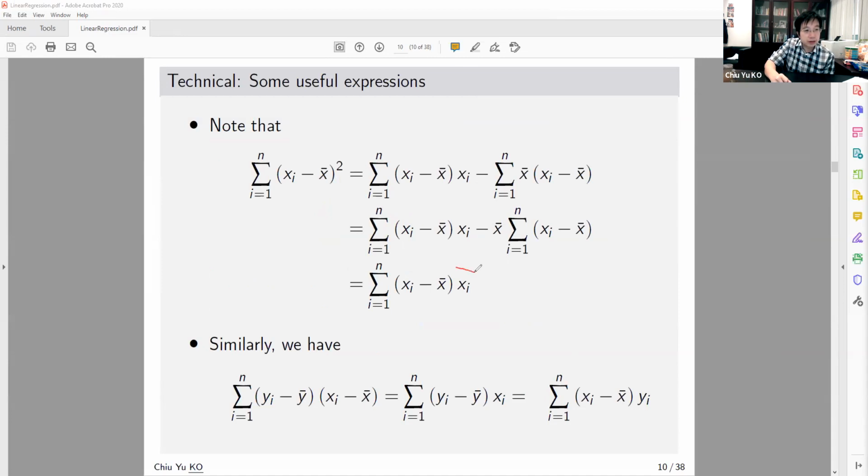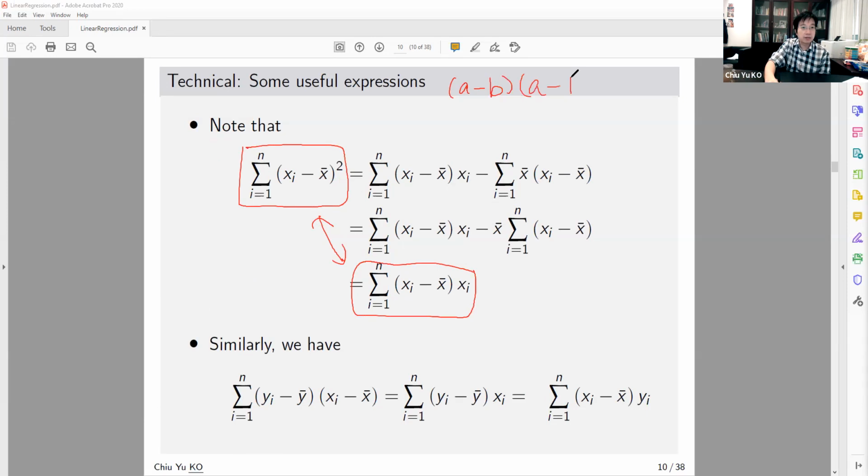What we want to prove is that this is the same as this. So that is what I should prove. This is to prove the denominator, right? They're the same. How do we do that? We will use the distributive law of multiplication. So (A minus B) times (A minus B) will be (A minus B) times A minus (A minus B) times B. I hope that's what you know, because this is (A minus B) squared.